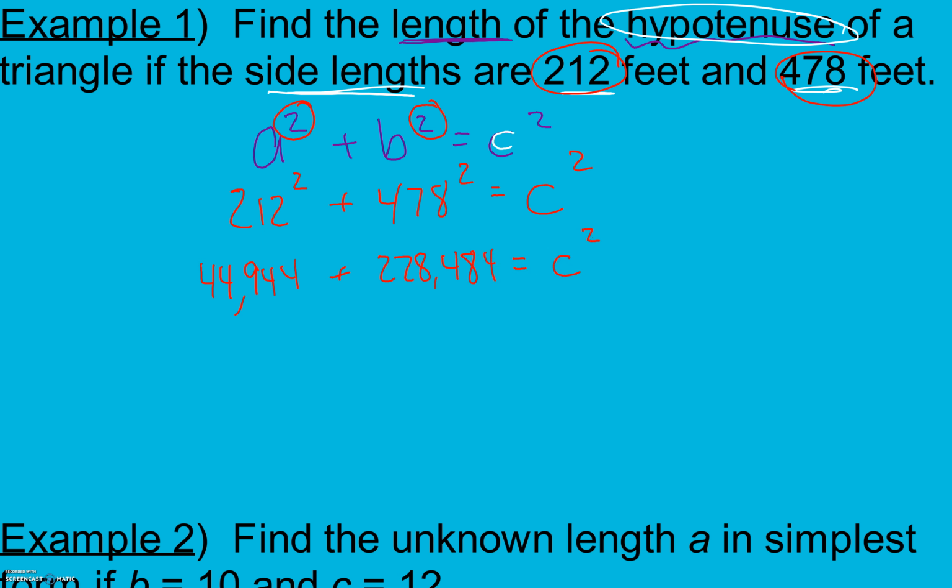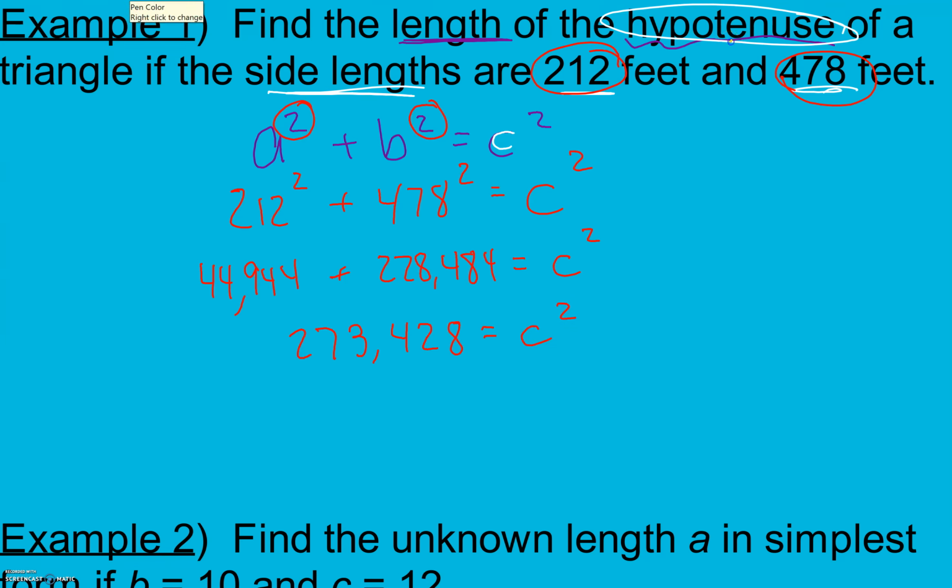And I square them before I add because of PEMDAS. PEMDAS says we do any parentheses first, then exponents. Multiplication and division if we have any, here we don't. And then we can add and subtract. So when I add those together, I get 273,428. And that's C squared. So that's the square of my hypotenuse.